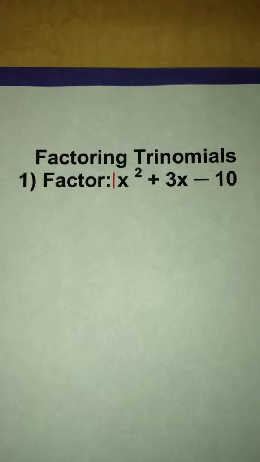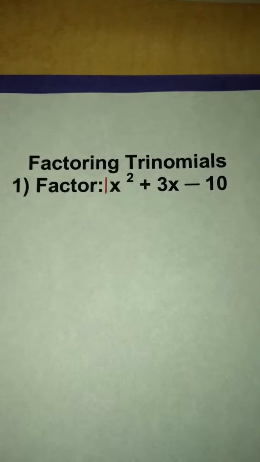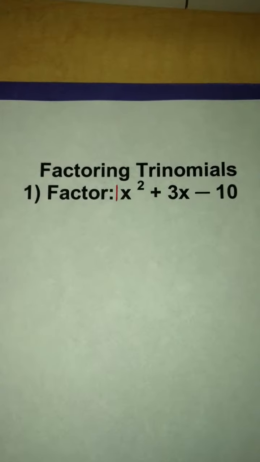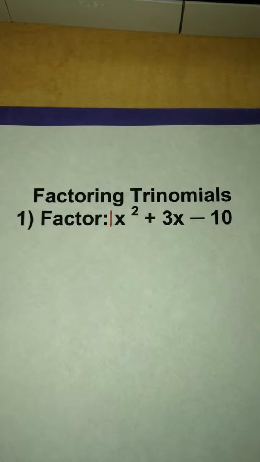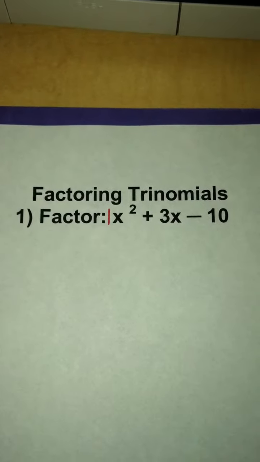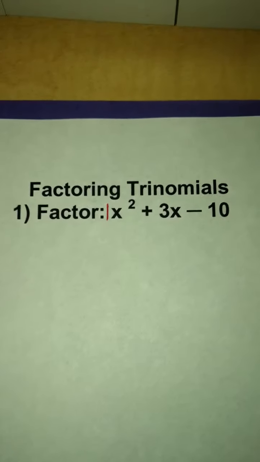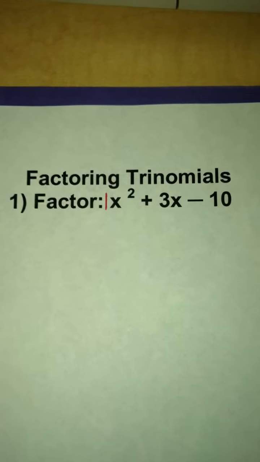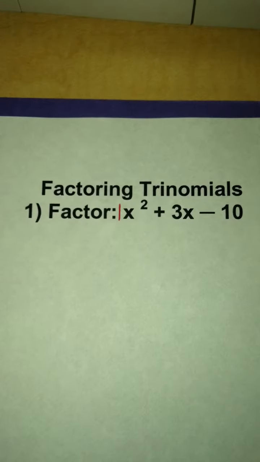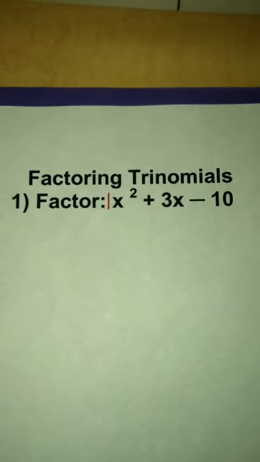In this video, we will discuss how to factor trinomials. You could use the trial and error method, or a more dependable method is by factoring by grouping. To start, always check for a GCF. This trinomial does not have a GCF, so we can proceed to the next step.